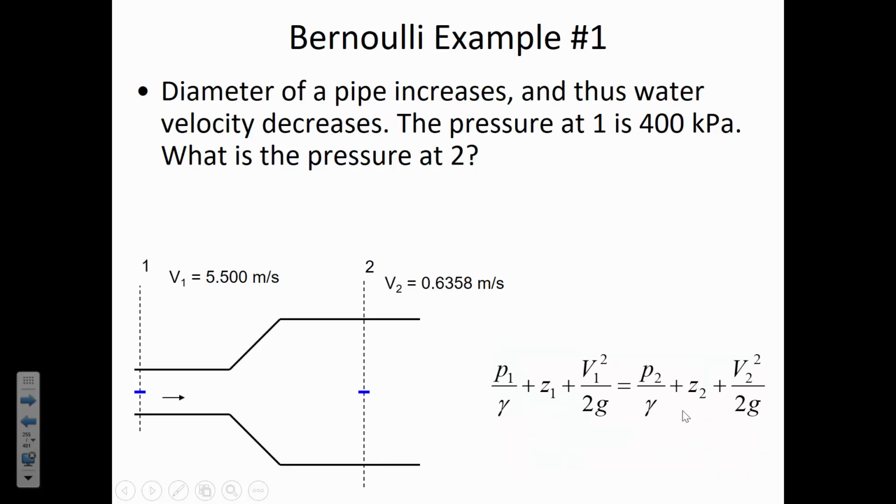Okay, so to get some practice, starting with the most simple case, I'd like you to try and substitute into Bernoulli's equation these two locations, where at 1 we know the velocity is 5.5, at 2 we know the velocity is 0.6358, and the pressure is given at location 1. We want to know the pressure at location 2. Go ahead and assume that we're at the center of the pipe for both of these locations of interest, so the elevation Z1 equals Z2.